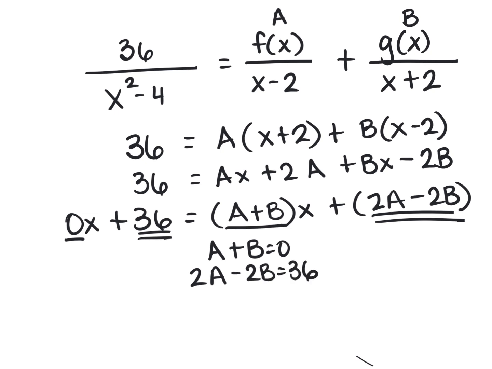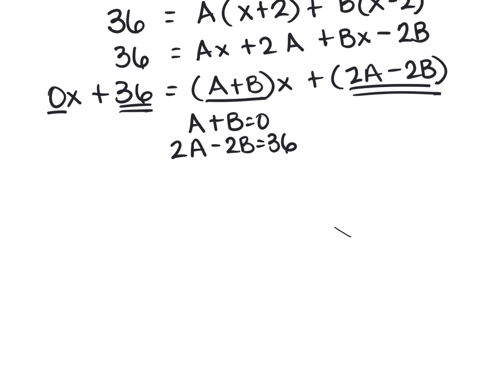So this time it makes sense that we're going to get rid of b since it's already negative up there. So I'm going to multiply the top by positive 2.